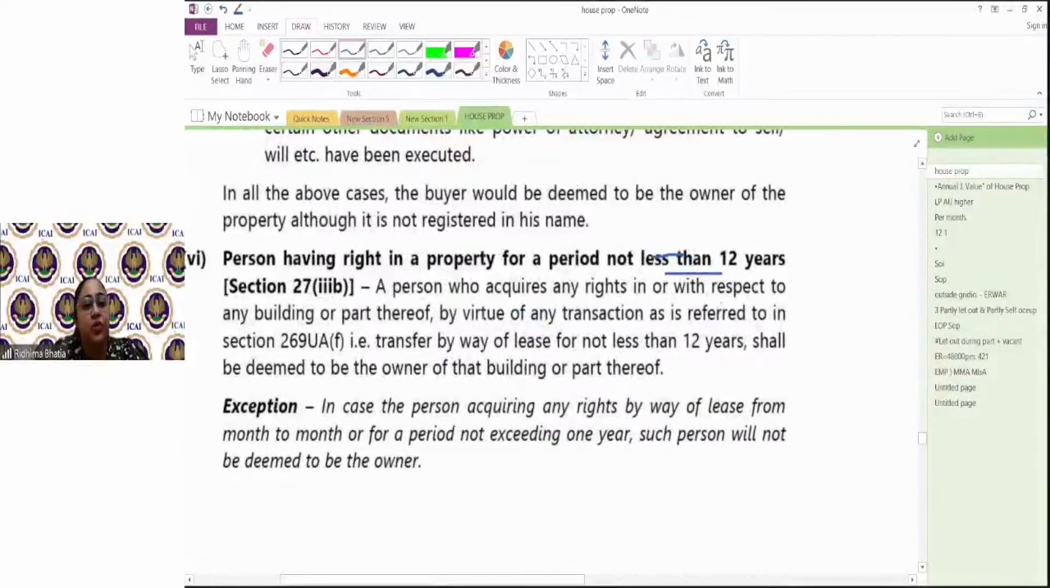Person having a right in a property for a period of not less than 12 years, or 12 years or more: there is a legal owner, but the person who is enjoying that property for 12 years on a single agreement by way of lease or rent would be considered the deemed owner and would pay tax on it. Got it?